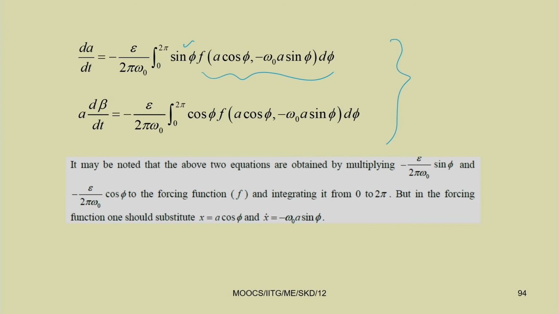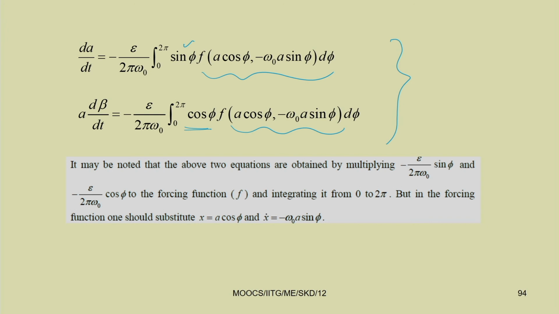Similarly, a d beta by dt equals minus epsilon by 2 pi omega 0, integration 0 to 2 pi, where this function is multiplied by cos phi. So for beta, cos phi is multiplied, for a the sin phi is multiplied, and in both cases minus epsilon by 2 pi omega 0 is multiplied to get the equation. These are the reduced equations obtained by using the Krylov-Bogoliubov method.